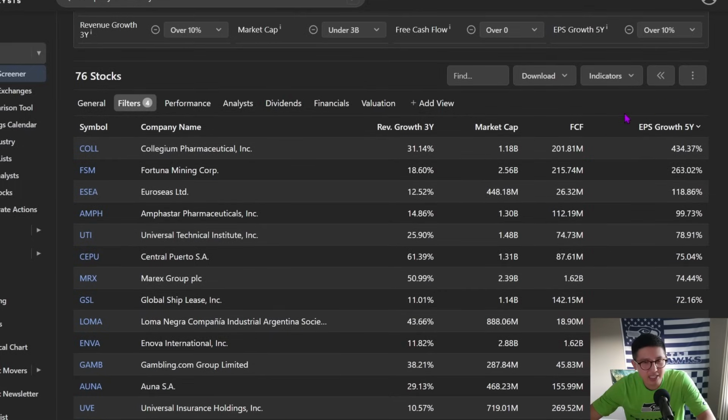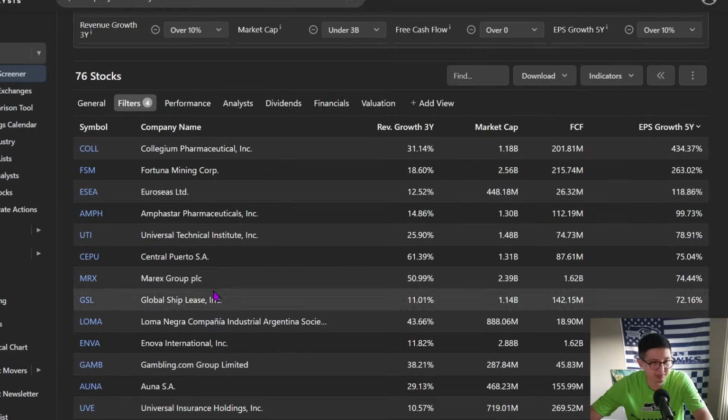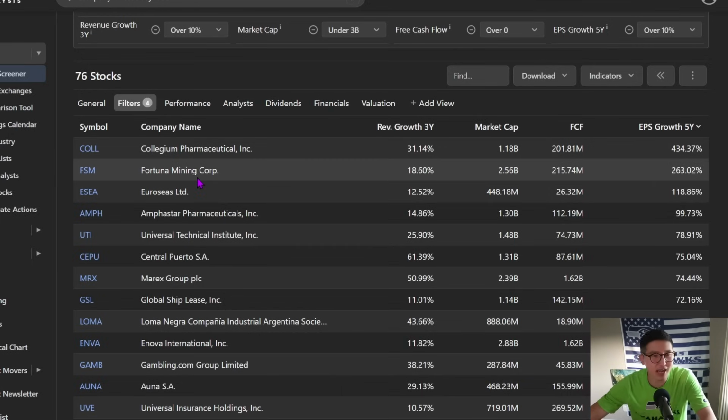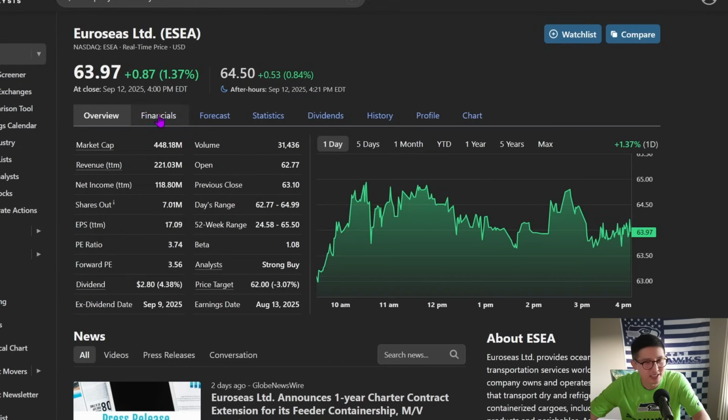And then if we take a look at what's represented on the screen, then we have a compilation of stocks where, to be quite transparent with you, I've never heard of any of the top 10. I don't know Fortuna Mining Corporation, Euroseas, but on surface level, their numbers look pretty crazy and wild. I mean, their earnings per share growth is freaking 118% year over year. Take a look at this.